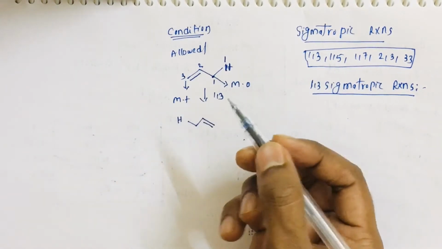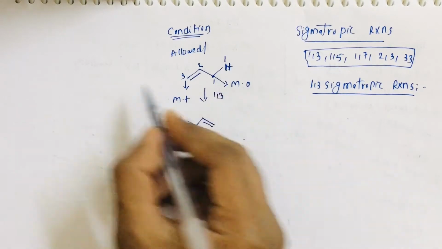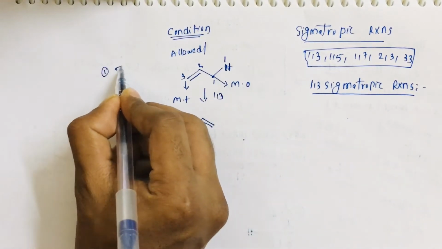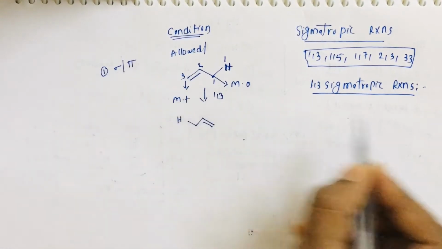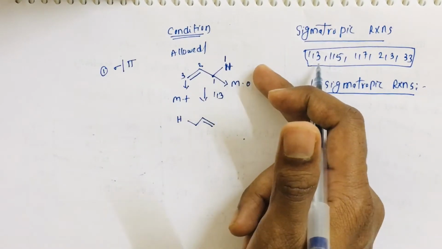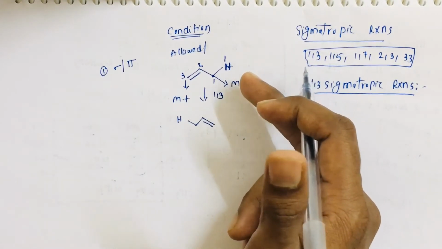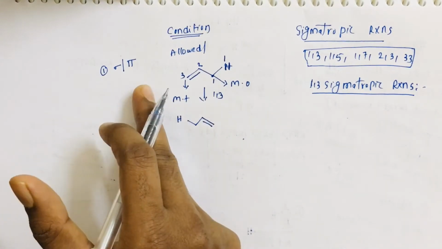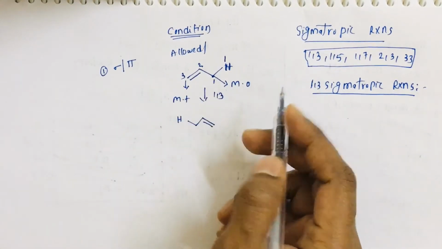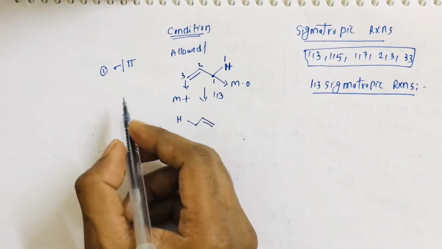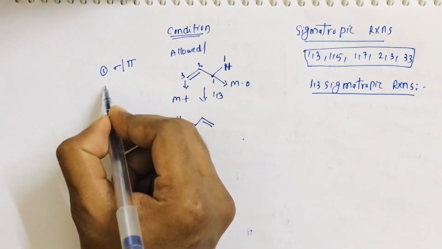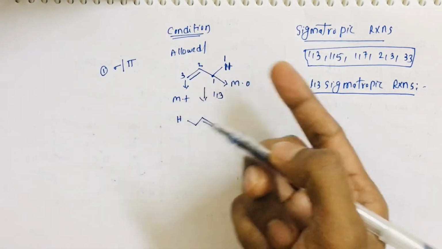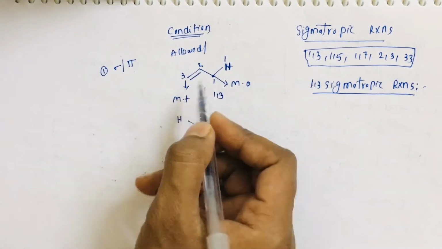So the first point we need to remember here is that there is no change in the number of sigma bonds and number of pi bonds between the reactant and product. This is the first point we need to remember. And then both the sigma bond and pi bond are involved here. That is the second point we need to remember.